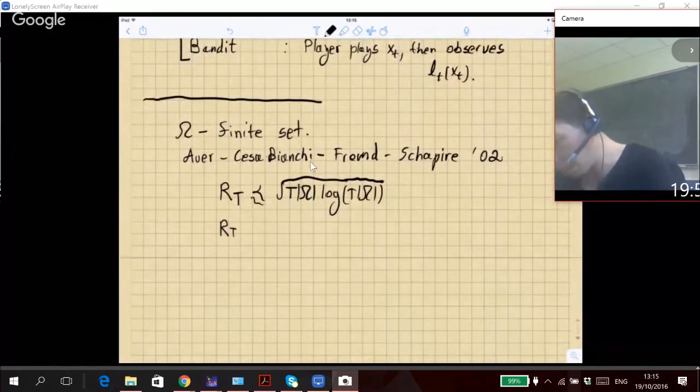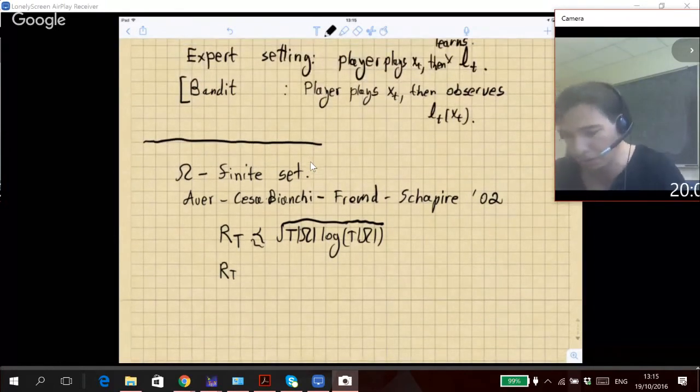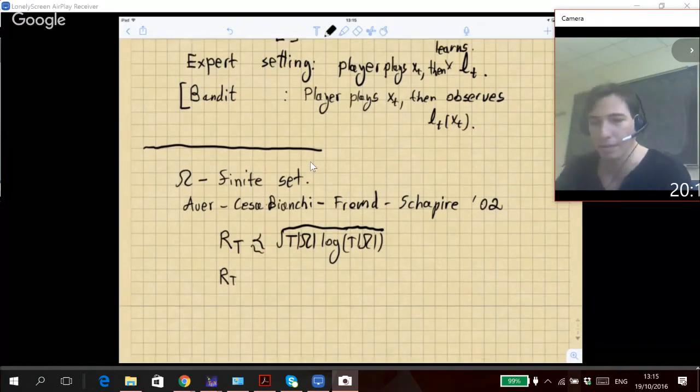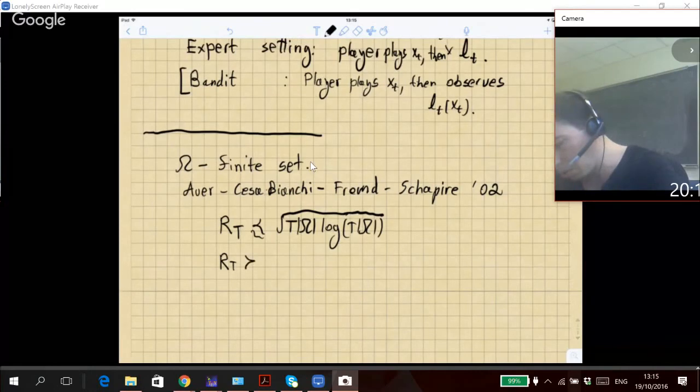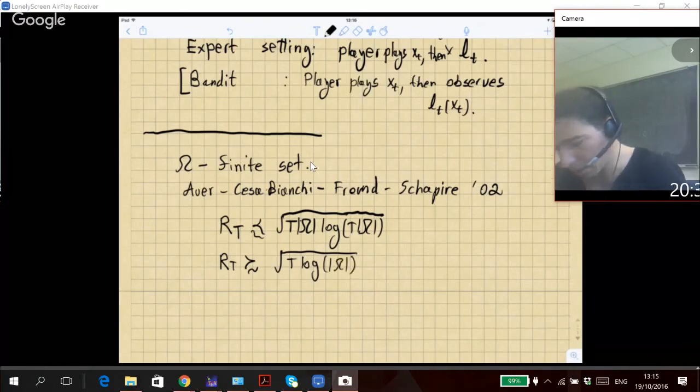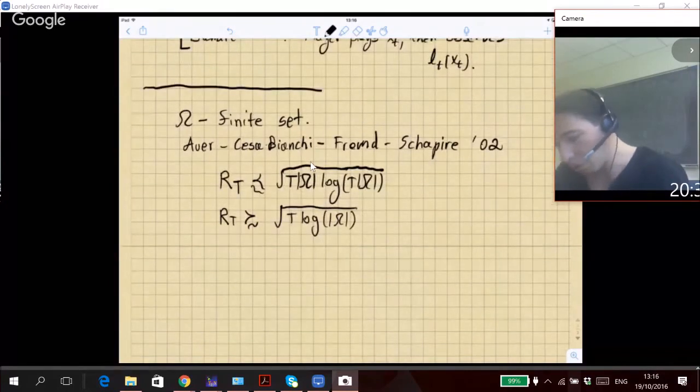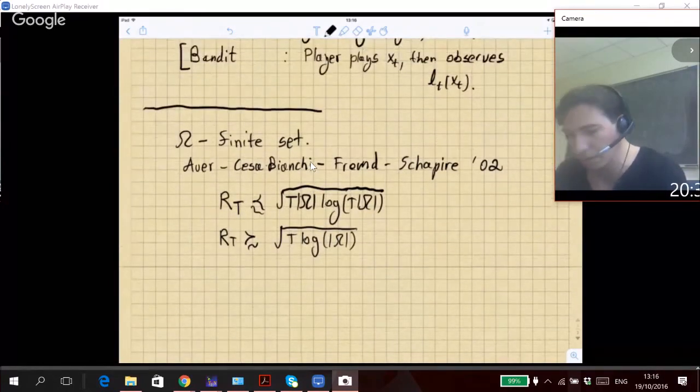And it's pretty easy to see that by taking just a random loss function, the regret you get is also going to be of the order root of the time steps, because just think about, I'm taking a random number between 0 and 1. It doesn't matter what the player chooses. The best point is going to be something like square root of the time steps better than a typical point. So we also know that RT is at least square root of T times log of the size of omega, I guess. So at least when you look at the dependence on T, this is tight.